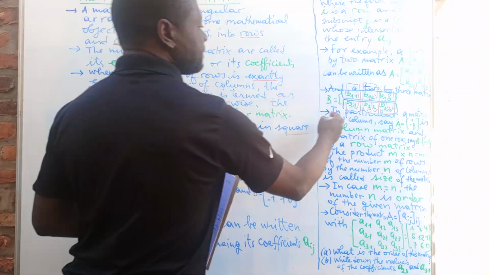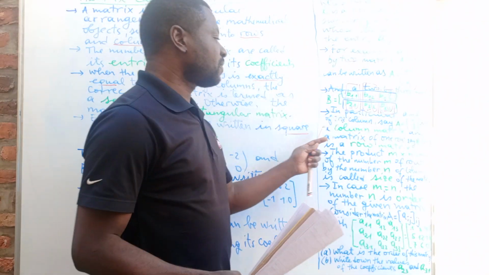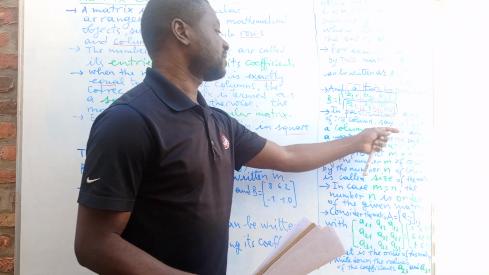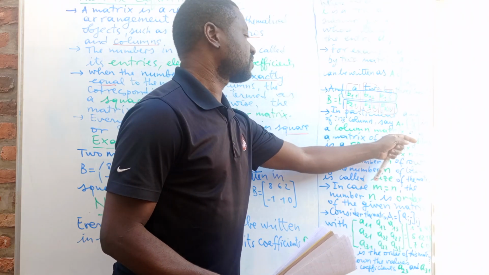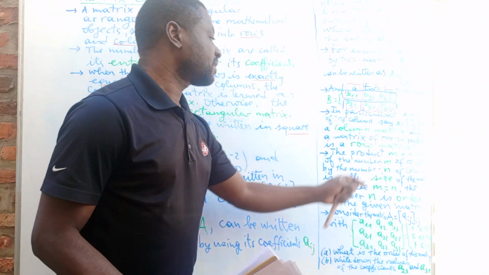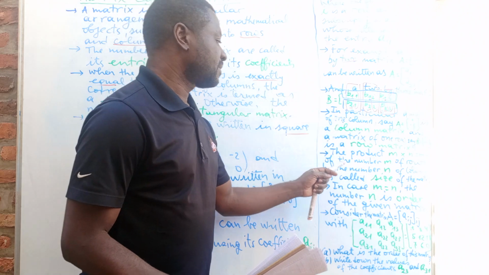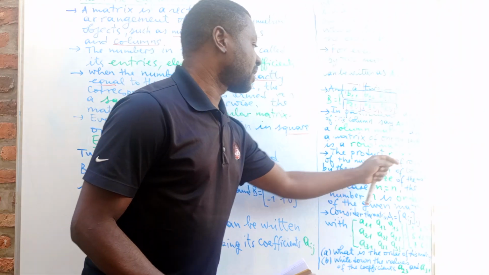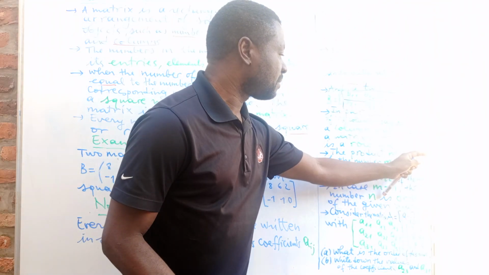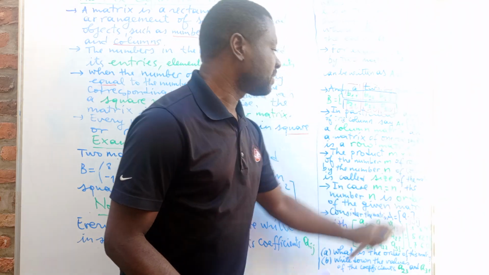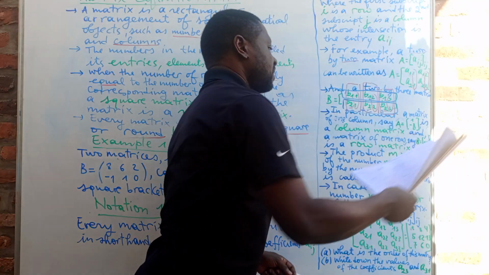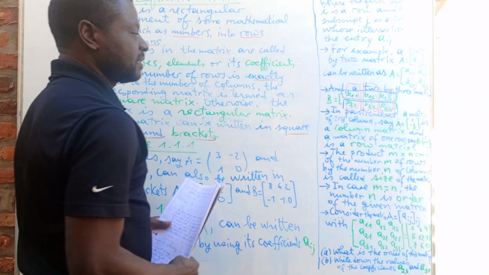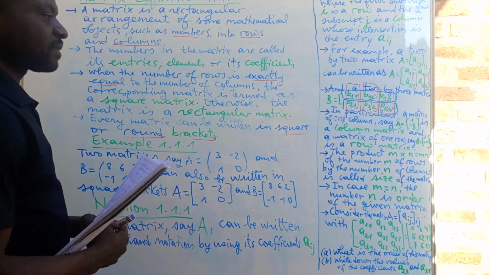In particular, a matrix of one column, like this one, 1, -2, 0, is a column matrix. And when it has only one row, like B made up of 0, 0, 1, it is just one row. In that case, it is a row matrix.